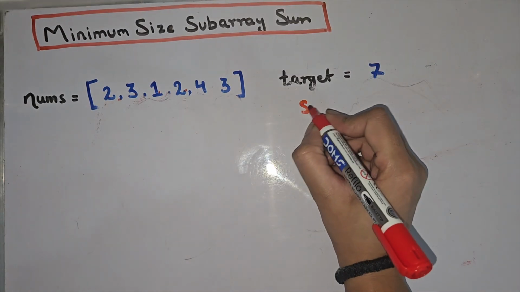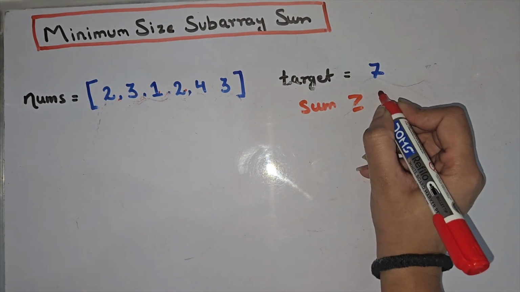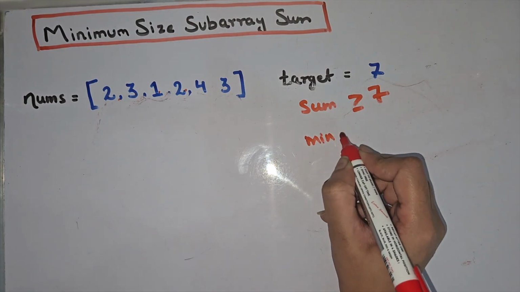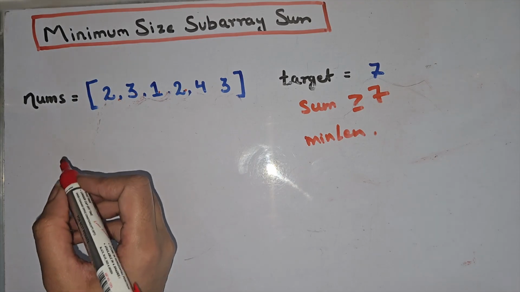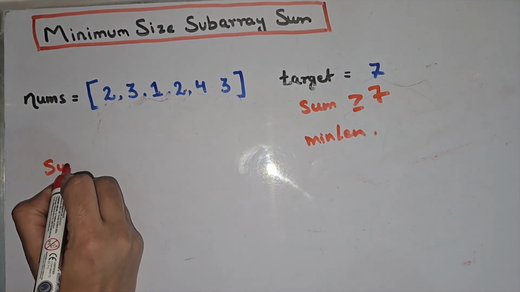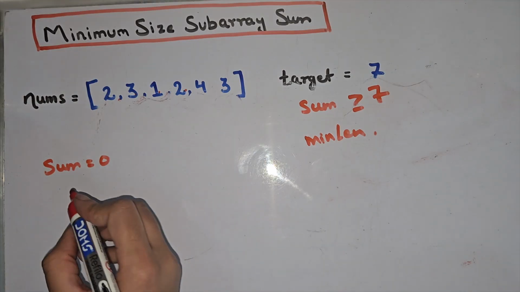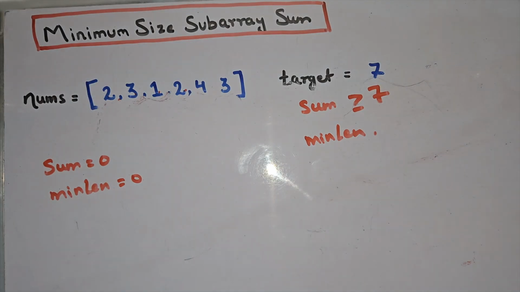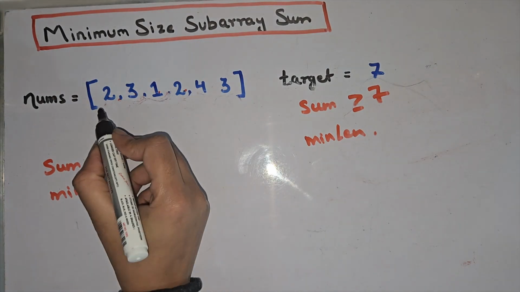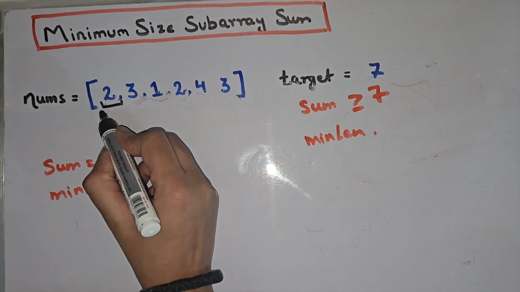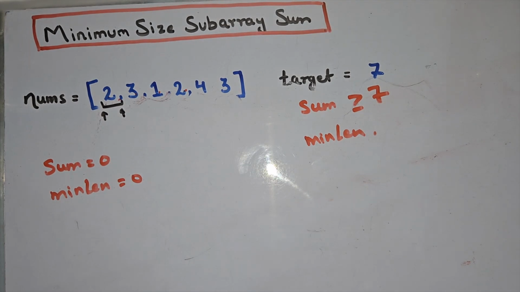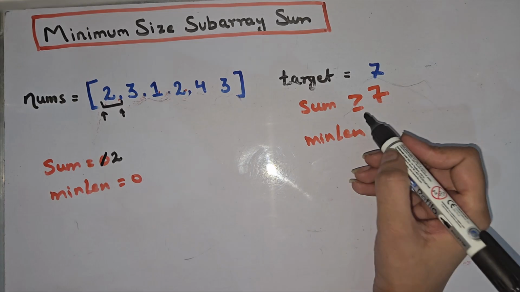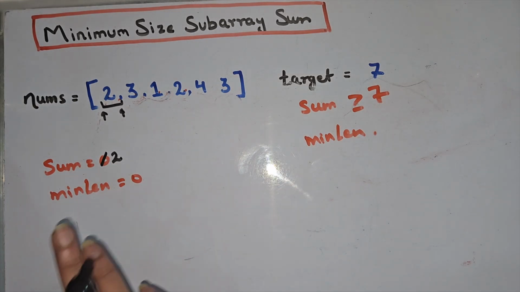Now we need a subarray sum greater than or equal to target, which is 7 in our case. In that case, we will update our answer, which is min length. Initially, we will have a sum variable which is equal to 0. We will have a min length. Now we will have this as our initial window. Left is here and the right pointer is also here. Now the sum becomes 2 in this case. But 2 is not satisfying this condition, so min length will not be updated.